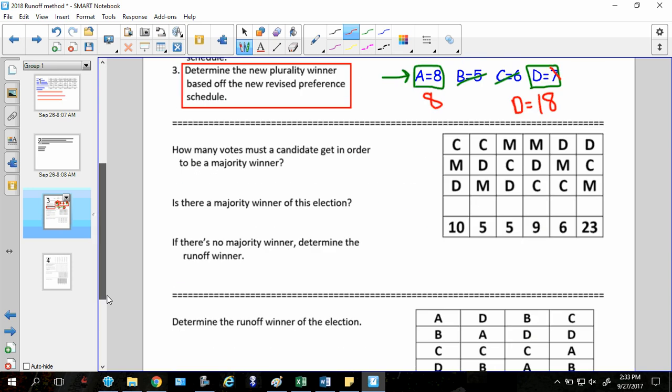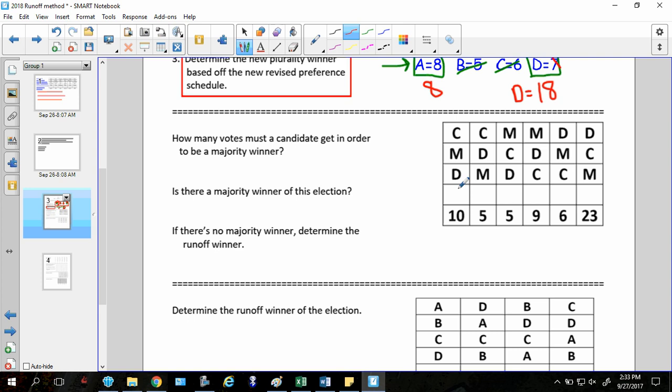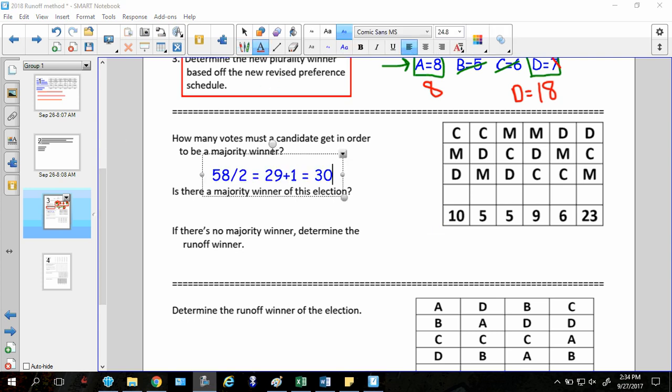All right, next question. How many votes must a candidate get in order to be the majority winner? Remember, add everything up, divide it by 2, and then add 1 to it. So 30 is my magic number for the majority winner. Now let's check to see if anybody got 30. Let's see. C ended up getting 15 votes. M ended up getting 14 votes.